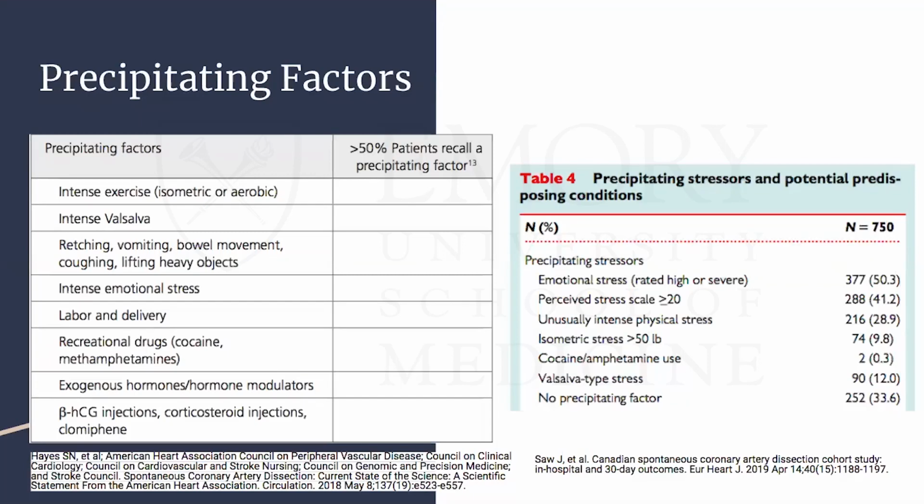Interestingly, greater than 50% of patients actually recall a precipitating factor prior to their SCAD event. Some of these include intense exercise, intense Valsalva maneuvers, emotional stress, or use of exogenous hormones or infertility treatments. In one prospective study of SCAD patients from Vancouver, 50% of patients reported preceding emotional turmoil prior to the event, about 30% cited physical stressors, and about 10% reported heavy isometric activities, such as lifting greater than 50 pounds.